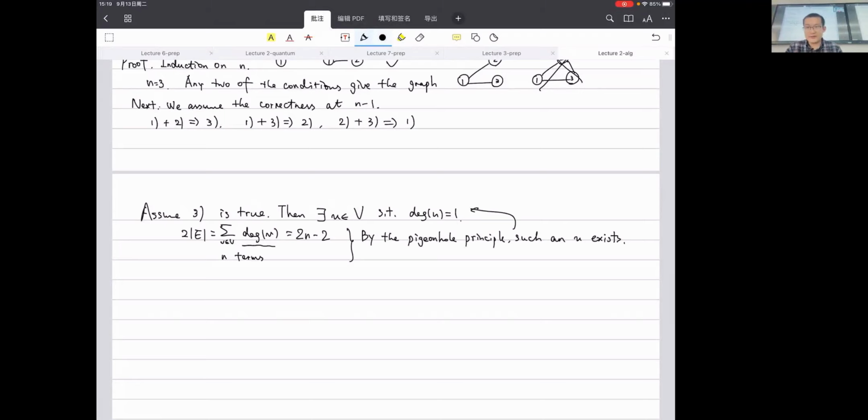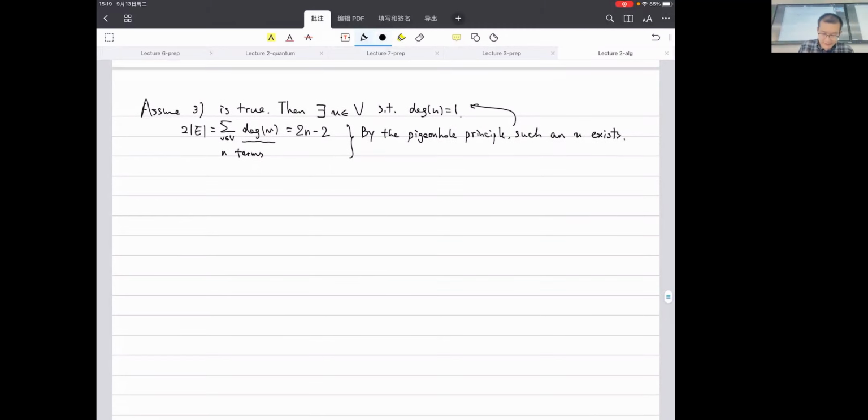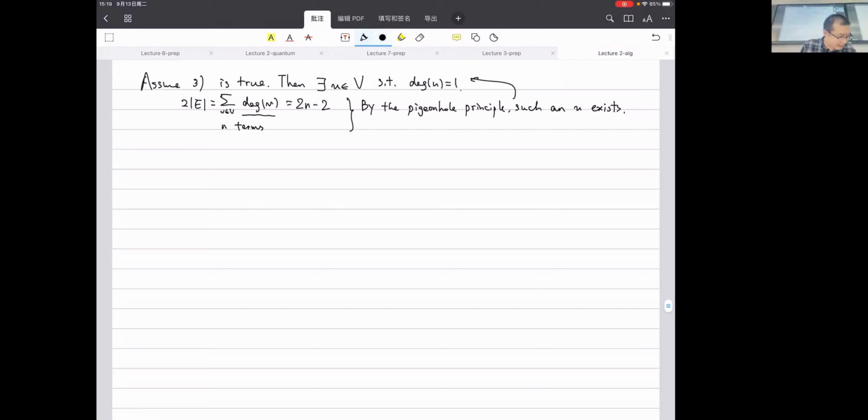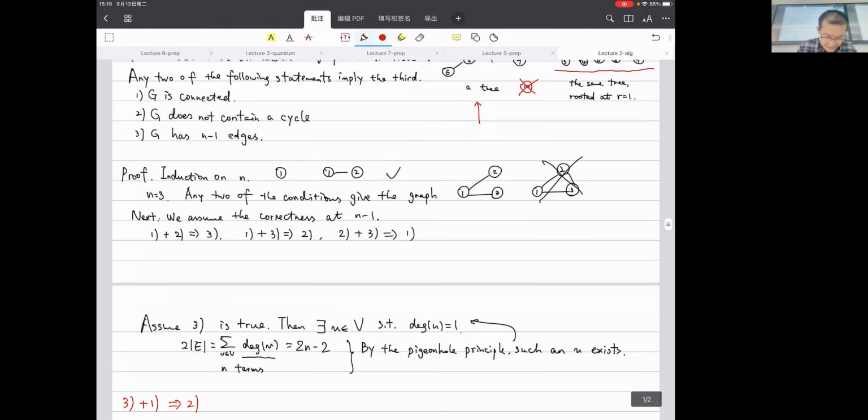Otherwise, if all the vertices have degree at least 2, then the summation should be at least 2n, which cannot be 2n-2. So I guess this is something relatively easy to observe. Then let's move on with the discussion. Let's first consider the case where we have 3 and 1, and we want to imply 2. So 3 and 1 means G has n-1 edges, and on the other hand, the graph is connected.